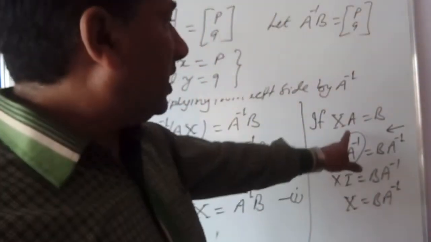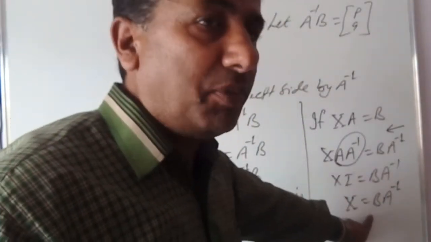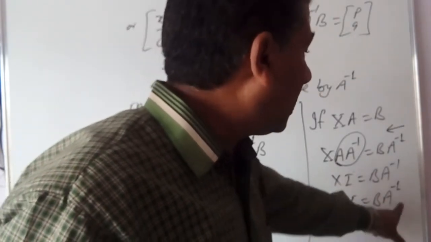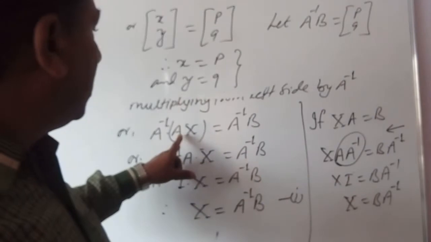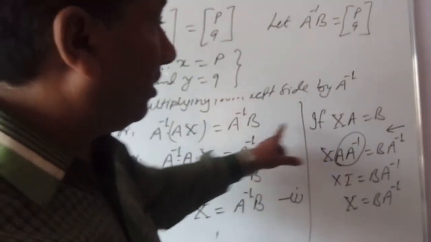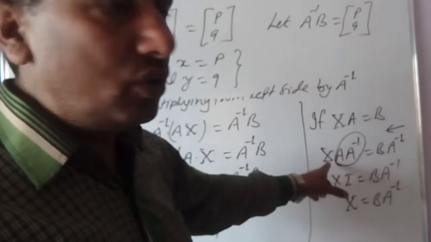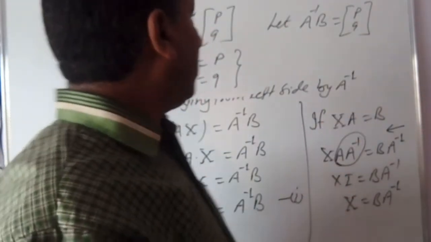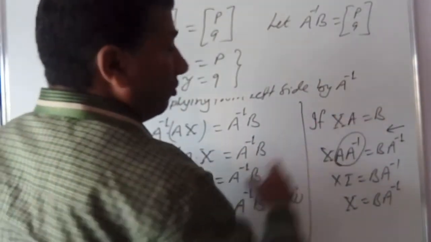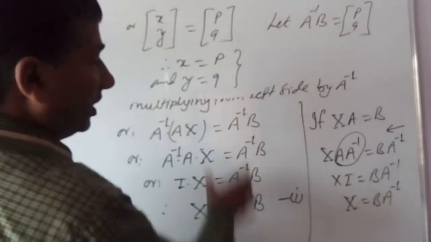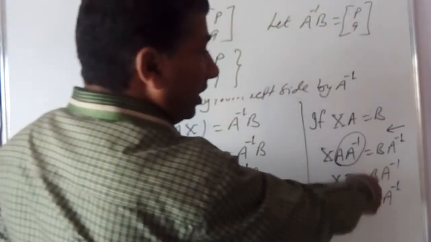For this, if A is on this side, then see the position of the inverse. We have to write the inverse matrix on the right-hand side of B. But here A is on the left-hand side, that's why A inverse is also on the left-hand side of B. Study these two and try to understand. I'll give one example. This type of question you will also find in the exercise. Generally students follow only this one, they do not follow this one.